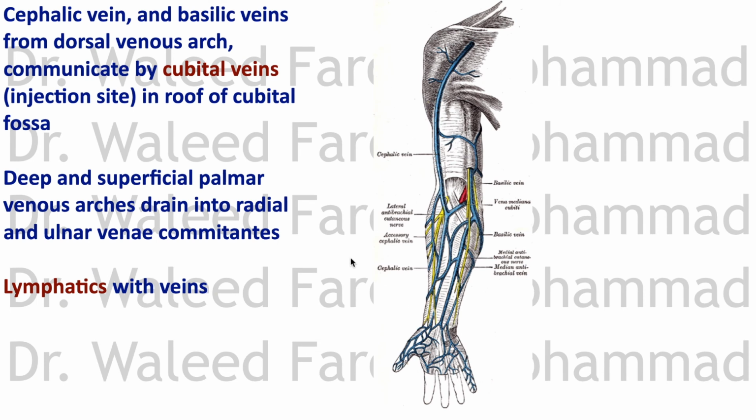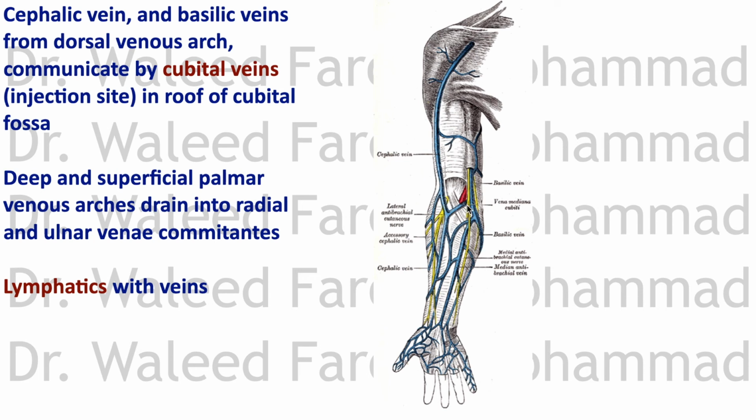Now for the veins, we have the cephalic vein and basilic veins. The cephalic vein is the lateral one, the basilic vein is the medial one. Of course, they are all part of a network of veins that covers the upper limb. They come from the dorsal venous arch, the same as what happens in the foot, and communicate by cubital veins, the site for injections in the roof of the cubital fossa.